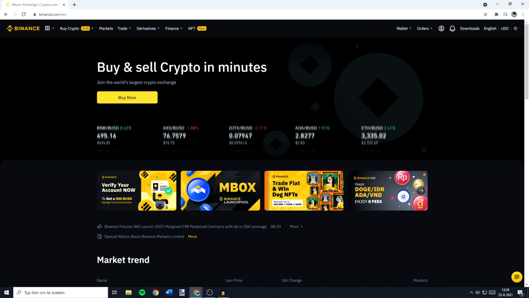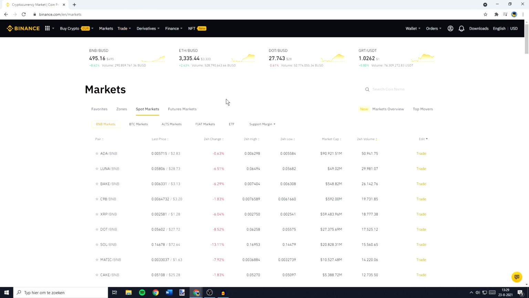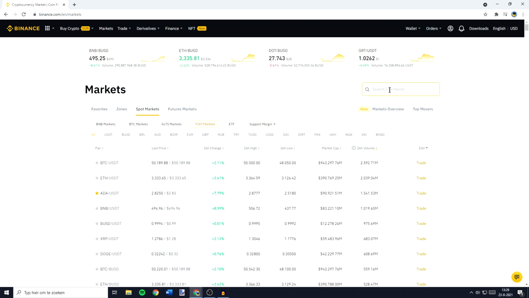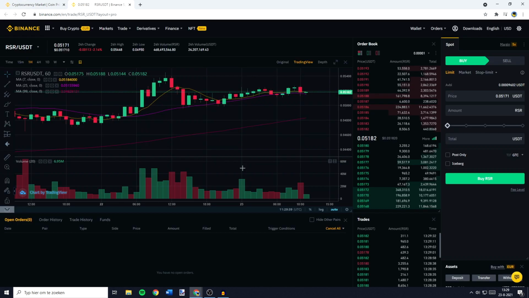The first thing you need to do is to go over to Markets, and then you want to decide which pair you would like to set your take profit on. For me, this will be RSR/USDT. So I'll go over to Fiat Markets and search for RSR/USDT. And once you've found the pair you want to set your take profit on, you can click on it and you will then be sent over to a page looking similar to this one.